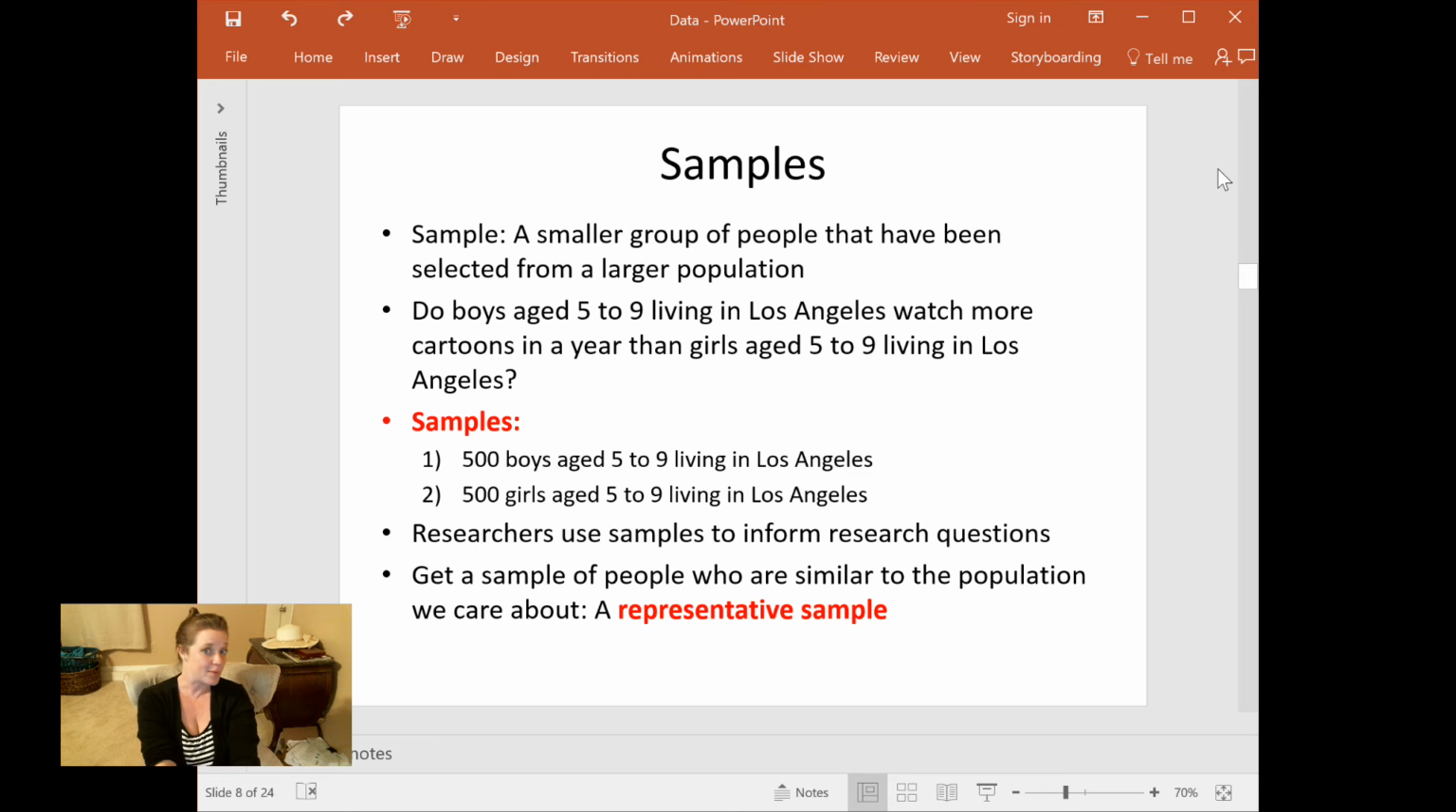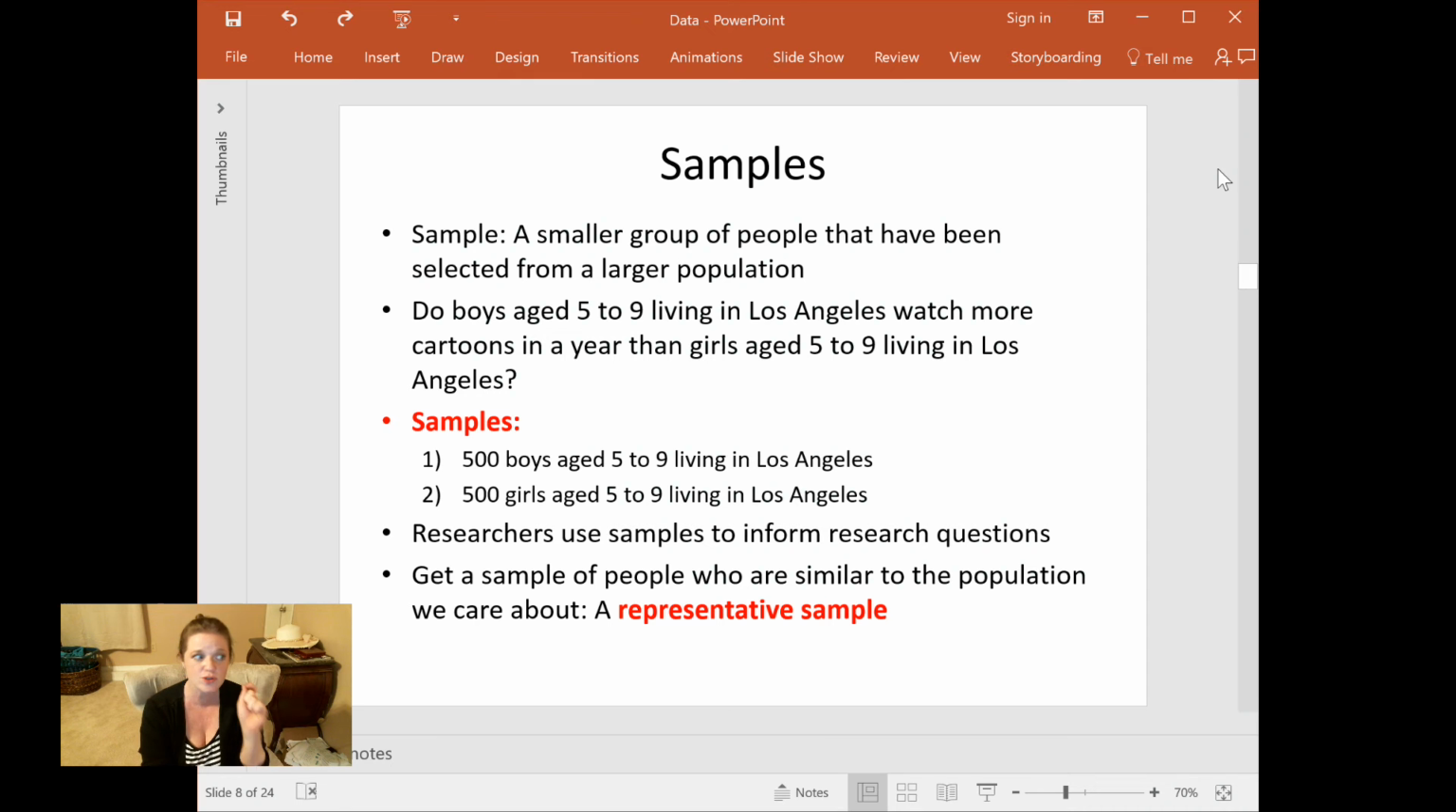I might grab a sample of 500 boys in that age range from LA, and I might grab 500 girls aged 5 to 9 living in LA. Now that is something I could do. I could get the resources and the time to gather data on 1,000 children as opposed to 600,000. It would take me way less time, and I could conceivably do it. And I'm going to use those 1,000 children to make decisions about all 633,000. And I can do that.